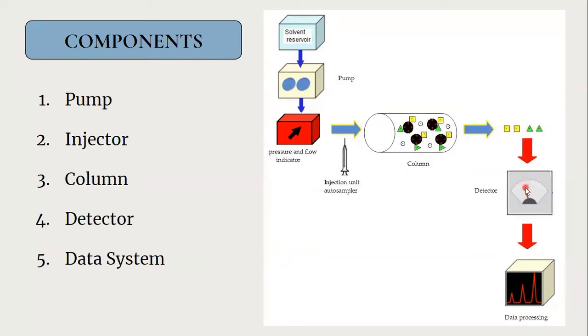We then move on to the detector, which measures the analyte peak as eluent from the column. Usually, an electrical conductivity detector will be used in ion exchange chromatography. And then finally, we have the data system, which will just collect and organize data at the end.